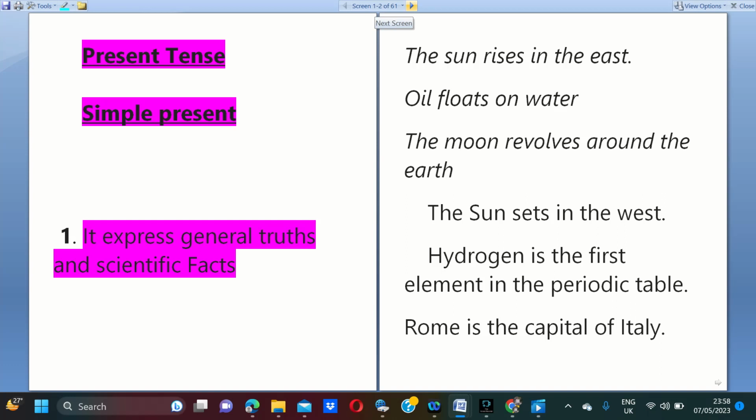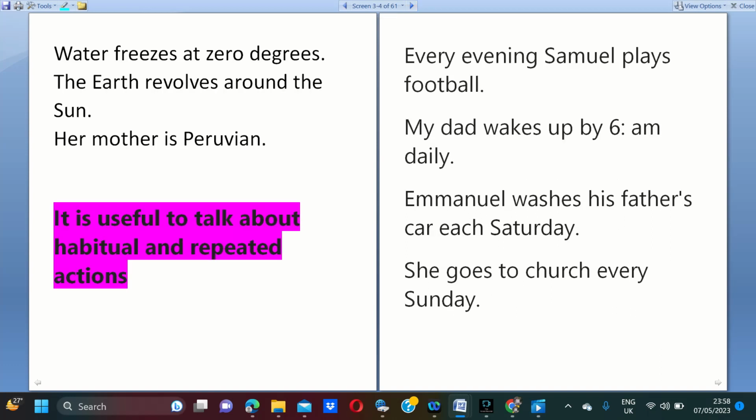We see a number of examples on the next page. Water freezes at 0 degrees centigrade. The earth revolves around the sun. Her mother is Peruvian. Yes, it is the truth.